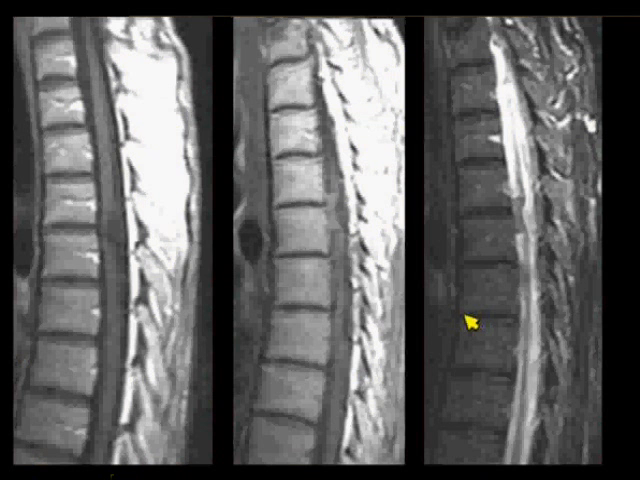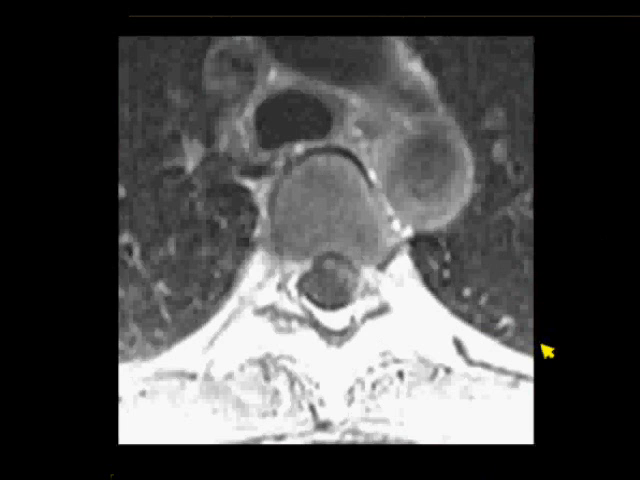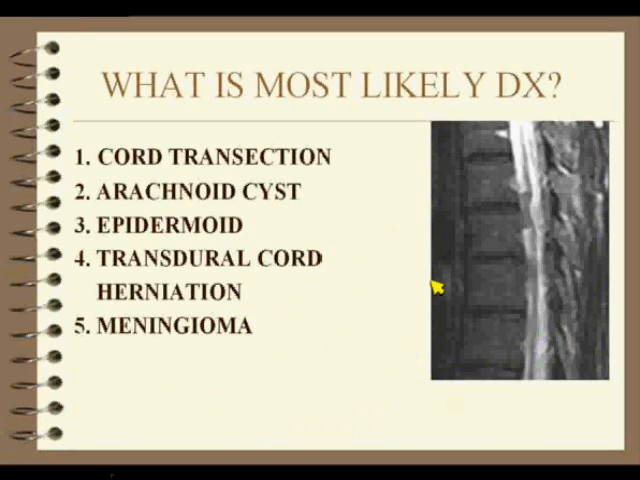All right, 47-year-old with Brown-Séquard, T1, another T1 off a little bit. Here's the T2. There's the axial. So what do you think this is? Cord transection, arachnoid cyst, epidermoid, transdural cord herniation, or meningioma?